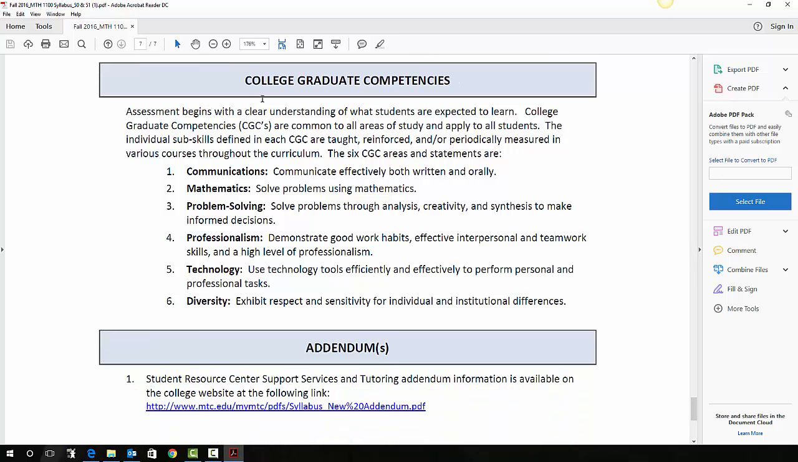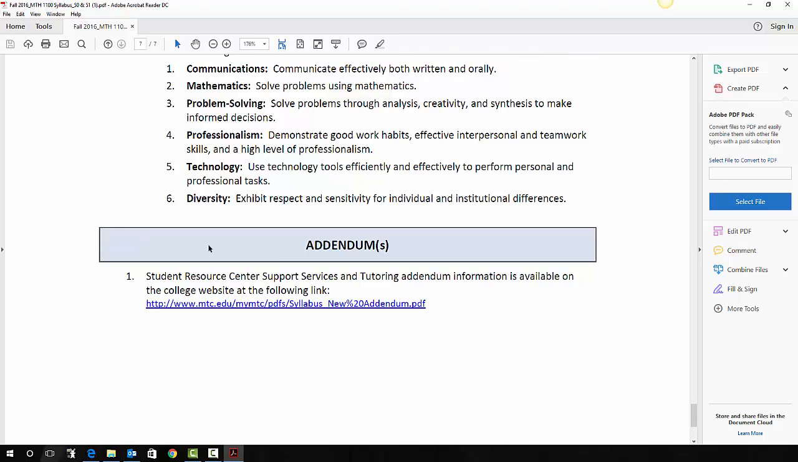Then this section here is college graduate competencies. The college graduate competencies are a promise that we have with our employers and our graduates of areas and skills that all of our graduates will have, some common skills. So you can see some of these are in mathematics, problem solving, and technology, and we'll be hitting on those three in this course. Also, we're going to be working on some communications as well, and professionalism. So we hit a number of those in the course.